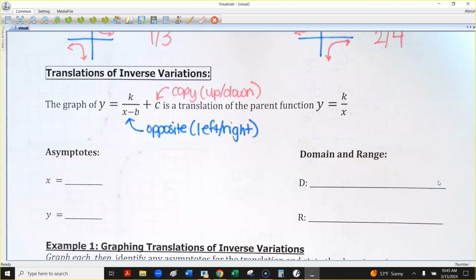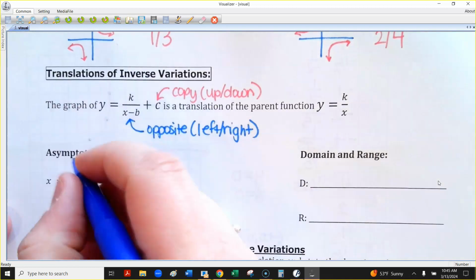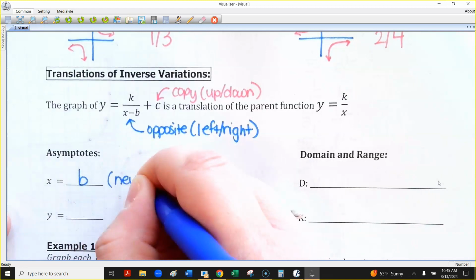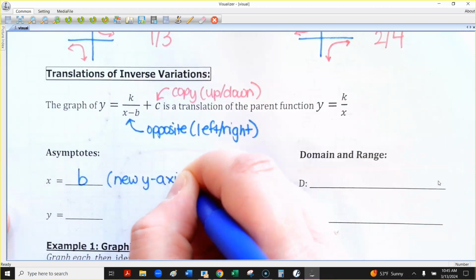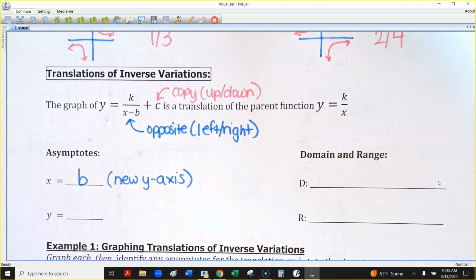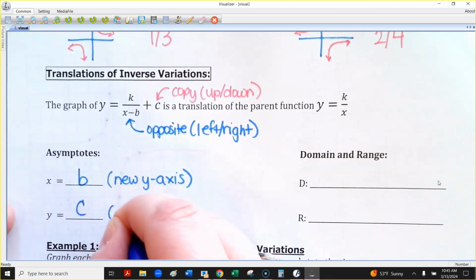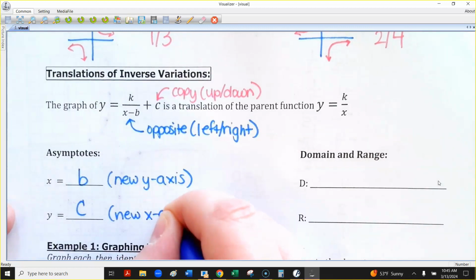So x is going to be equal to b. And this, I'm just going to write this. Whatever that is, that would be a vertical line. That'll be your new y-axis. And y equals c. This would be where you would want to move your x-axis.